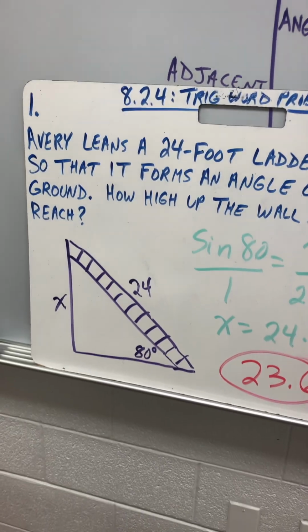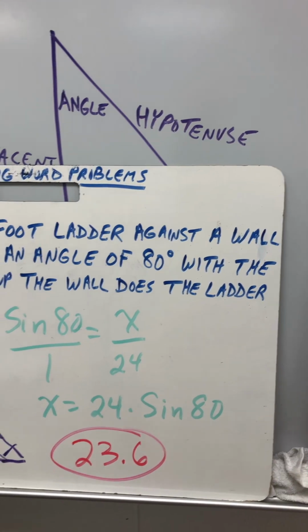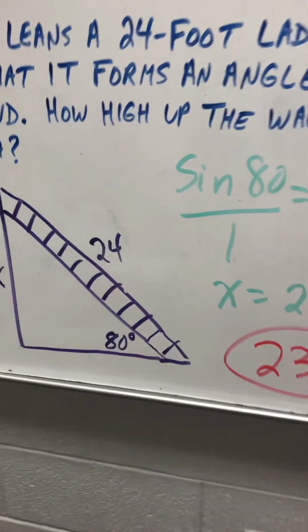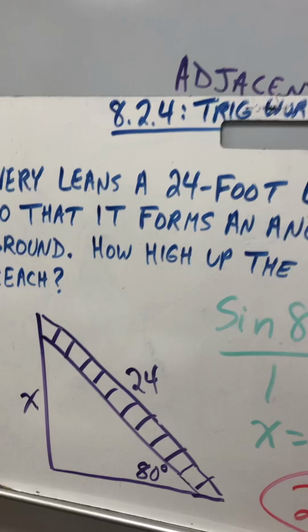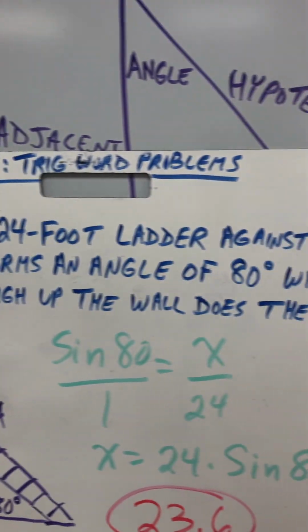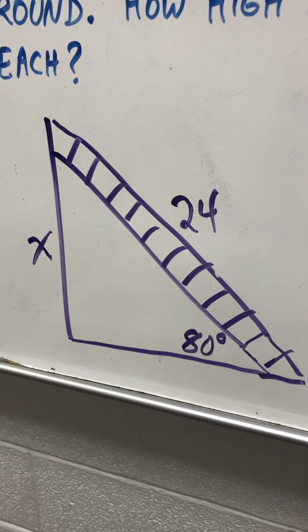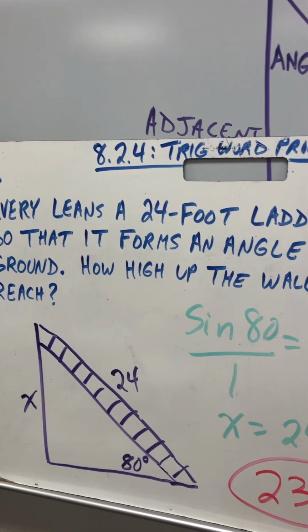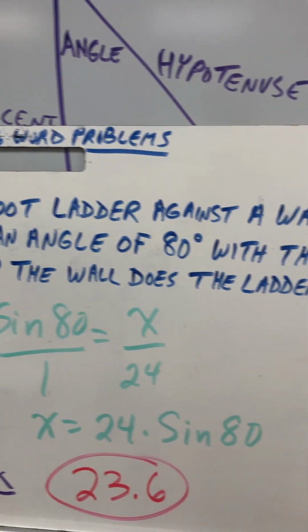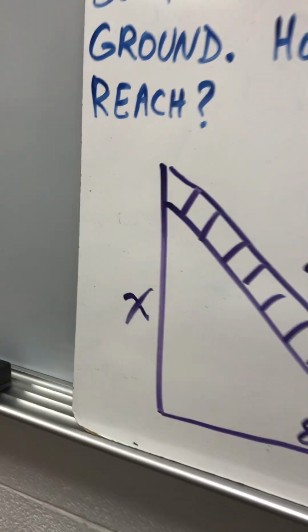First one, Avery leans a 24-foot ladder against a wall. All right, so we draw a 24-foot ladder against a wall so that it forms an angle of 80 degrees. There's my angle of 80 degrees. How high up the wall does the ladder reach? That's where my x comes in.